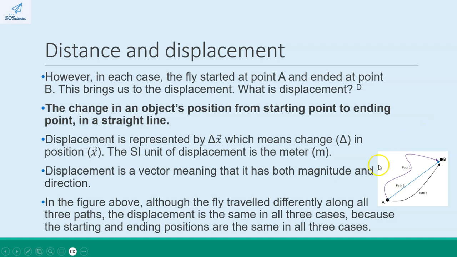So in the figure above, although the fly traveled different paths, meaning that its distance would have been different had it taken path 1, path 2, or path 3, its displacement is the same in all three cases, because in all three cases, its starting point and ending point were the same.